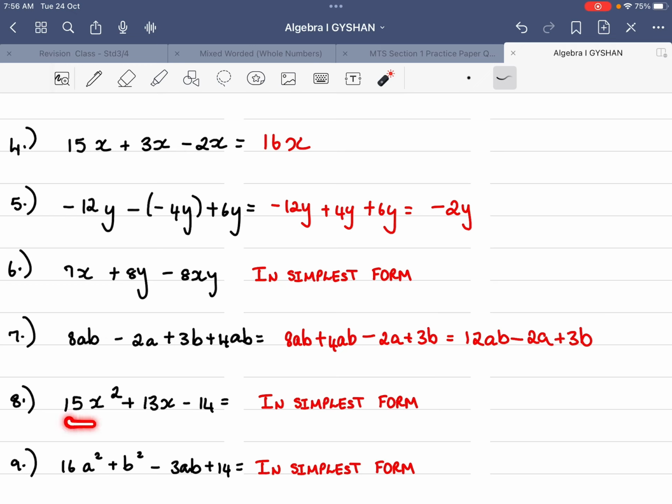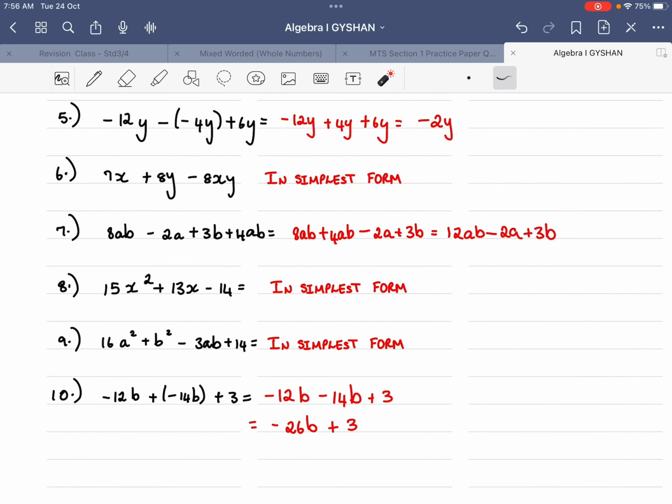Similarly, for number 8, we cannot express this in any simpler way, or we cannot add or subtract them. Right, this is called a quadratic expression, by the way. A squared is different from B squared, which is different from AB, which is different from a constant. So we cannot simplify further.